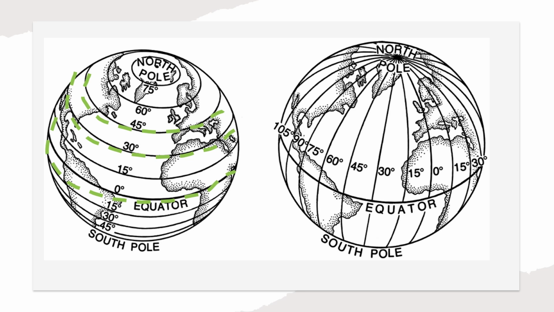Meridians of longitude are lines running north and south from the poles. Lines of longitude are used to measure degrees east and west from the prime meridian, which is at 0 degrees and passes through Greenwich, England. Lines of longitude intersect the equator at right angles.